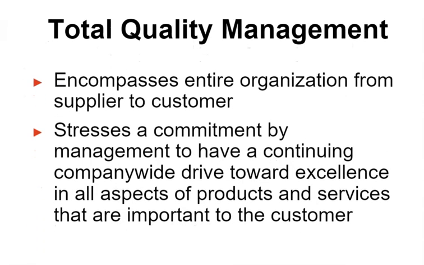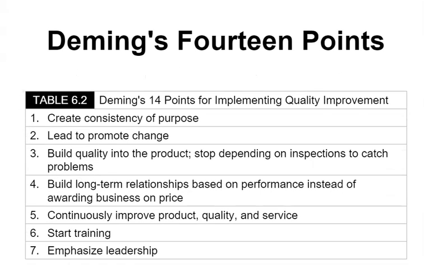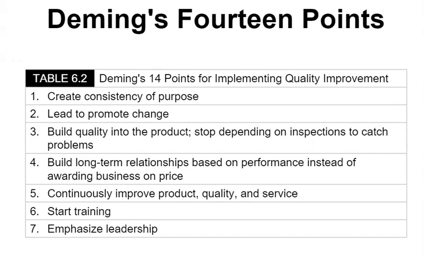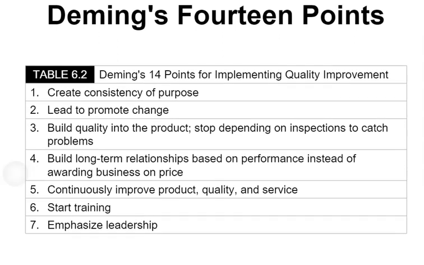TQM, or total quality management, encompasses the entire organization from supplier to customer. So everything is involved, and we want to make sure that we have total quality management. Everything is managed. Nothing is out of our eyes as a manager. It stresses a commitment by management to a continuing company-wide drive toward excellence in all aspects of products and services that are important to the customer. So you can see that although operations management is mainly involved in managing internal activities and operations, everywhere we talk about, we have something about the customer, saying how important the customer is for us.